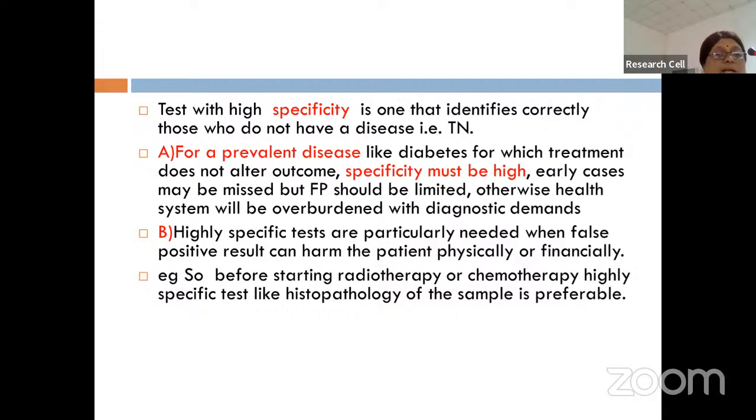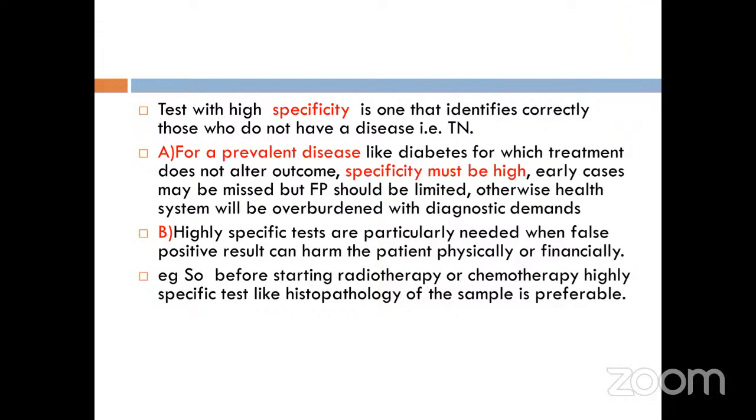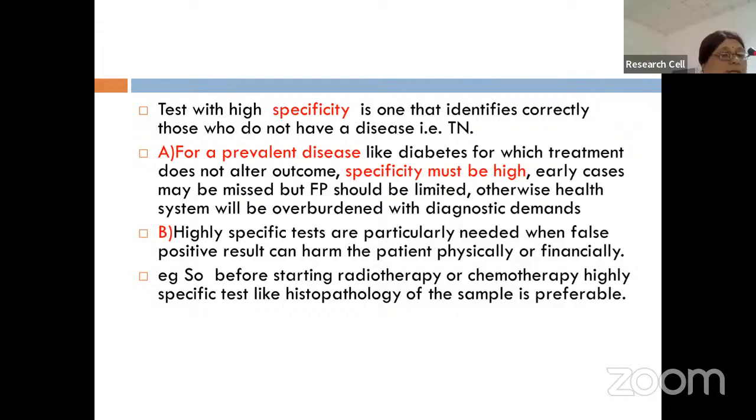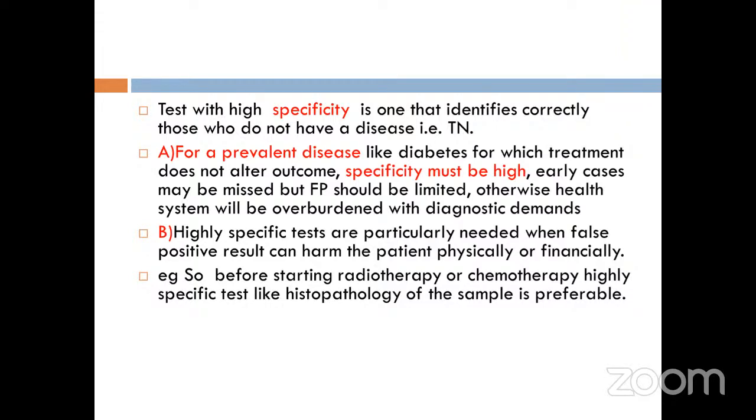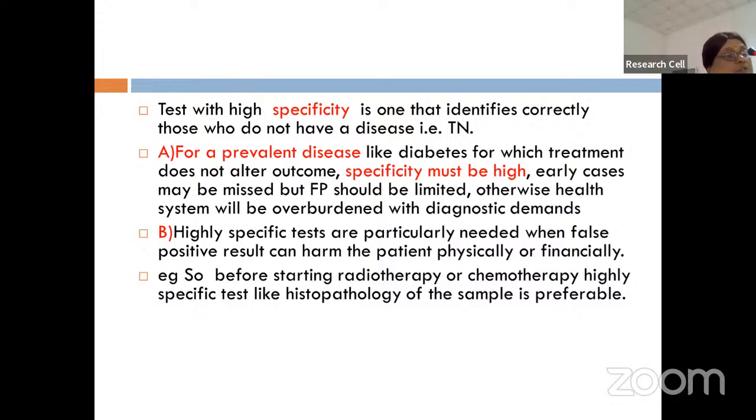Highly specific tests are particularly needed when false positive tests can harm the patient physically or financially. For example, before starting chemotherapy, the physician or oncologist always relies on histopathology. Why? Because it is a highly specific test. True negatives are easily identified, there is less chance of false positive results, and hence a highly specific test is recommended. So before starting chemotherapy or radiotherapy, go for a highly specific test like histopathology. Depending upon the situation, you can select whether to go for a test with high sensitivity or high specificity.